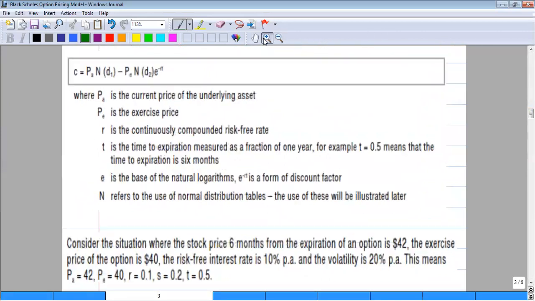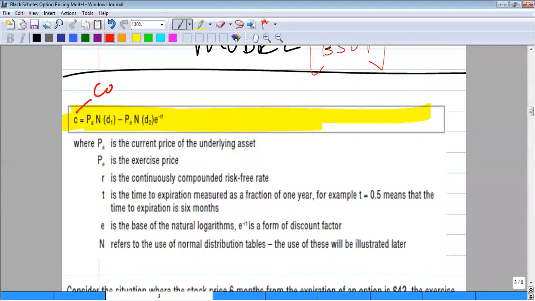When we talk about the Black-Scholes option pricing model, you are being given this formula in the exam conditions. So what exactly is the formula of the Black-Scholes option pricing model? It gives C, which is the value of the call option.